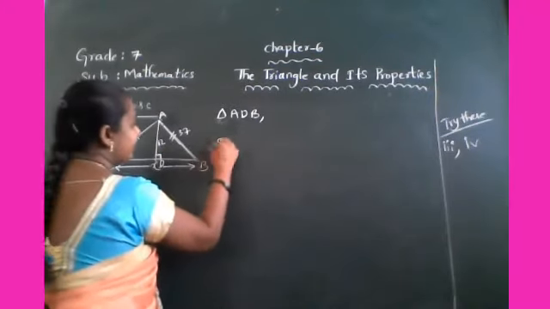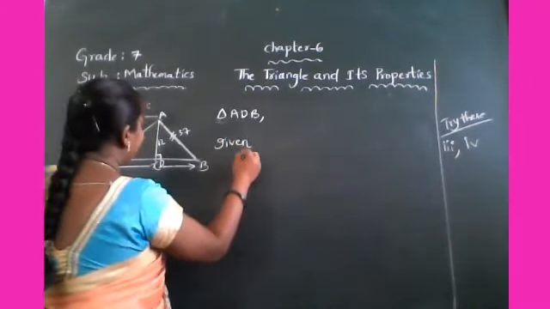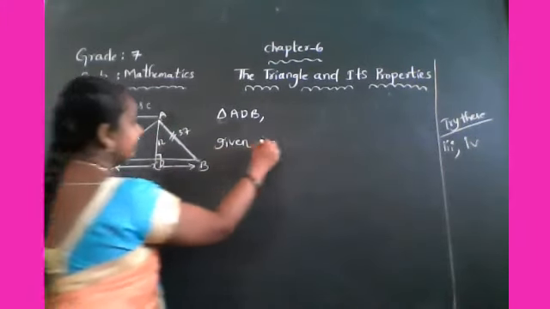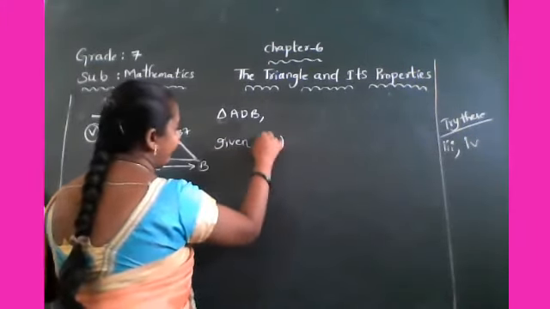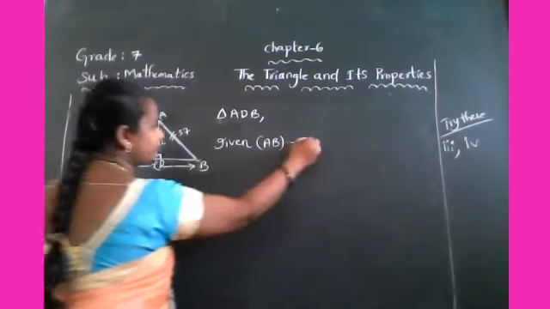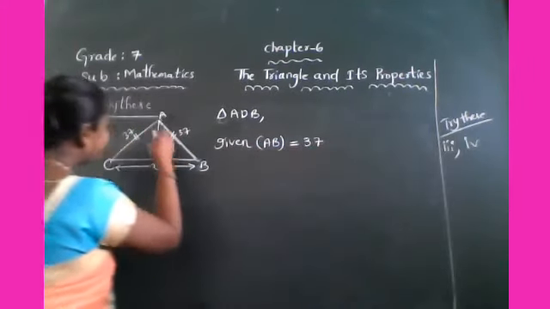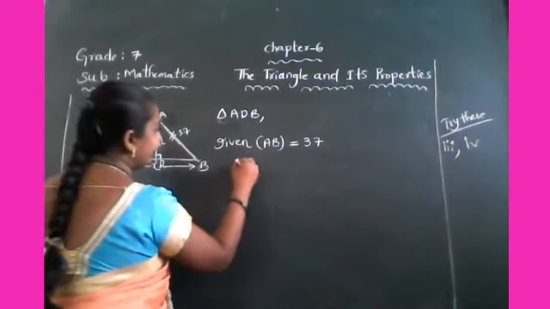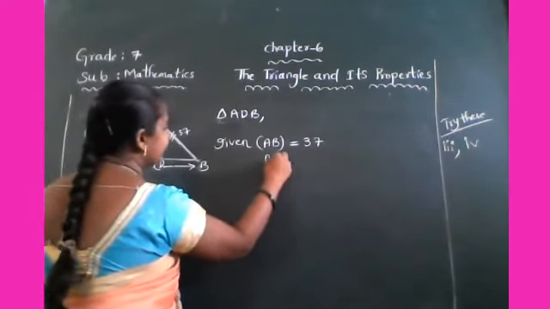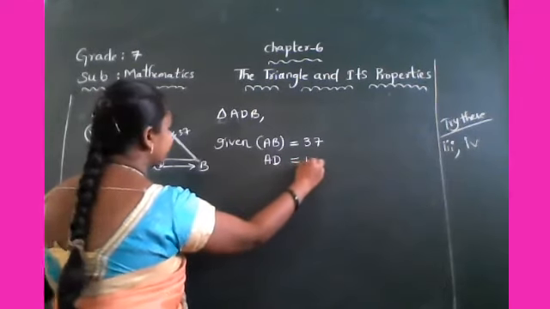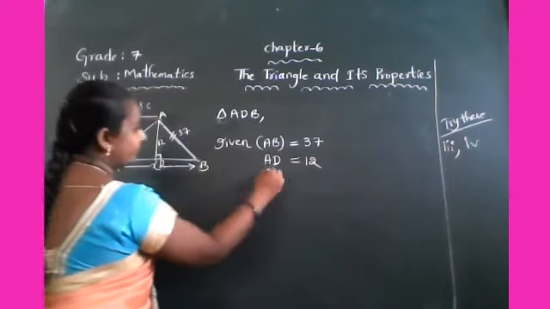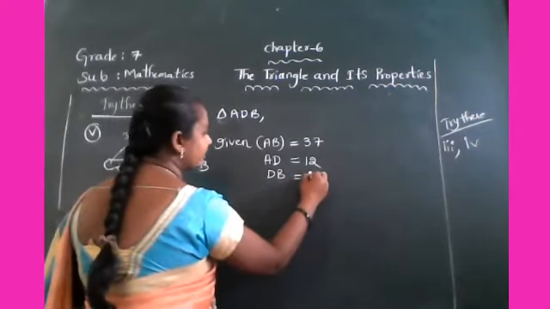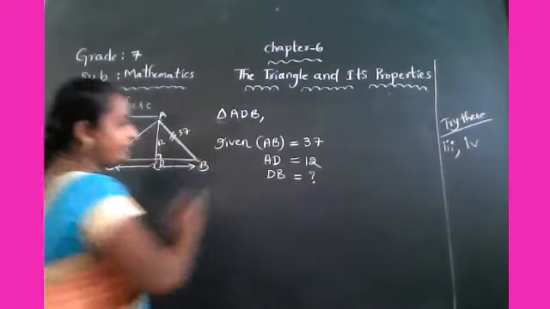Before that, write the given. What is the hypotenuse here? AB is equal to 37. What is the length of one side, that is the AD side? AD is equal to 12. So DB is equal to, you don't know. So that's why you can write here DB only.